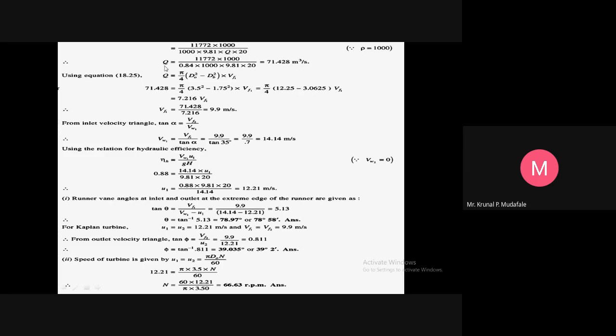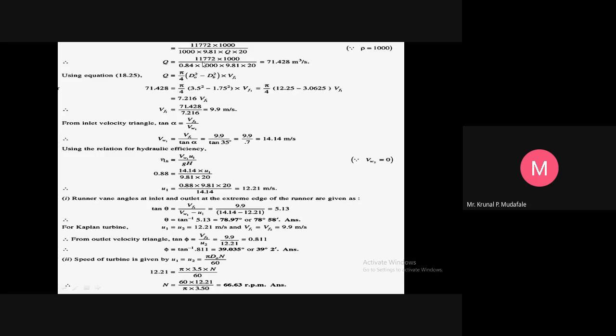Our only unknown here is the discharge. Discharge is nothing but meter cube per second. So please calculate by your own with the help of your calculator. Use your calculator and paper, just write down this equation and calculate by your own. If there are any mistakes or any wrong answer, please let me know if any correction is required.